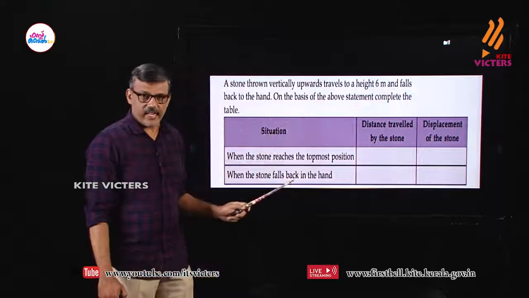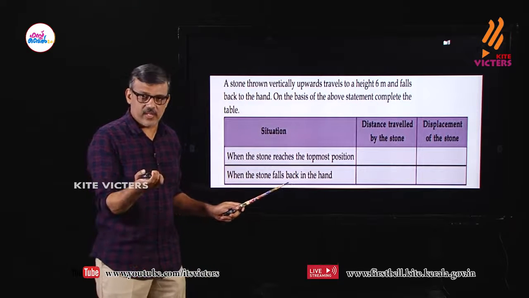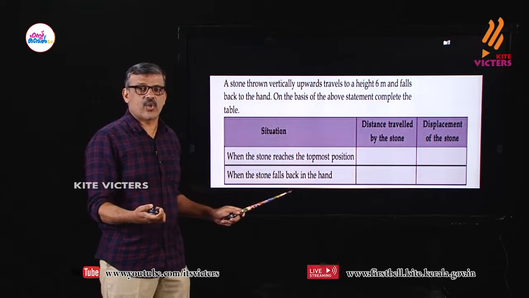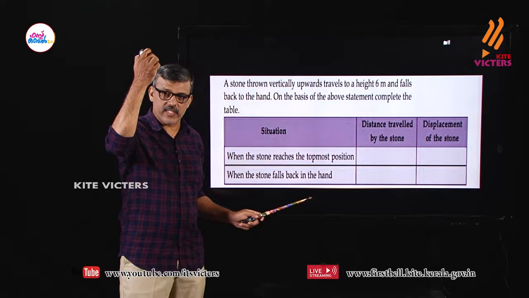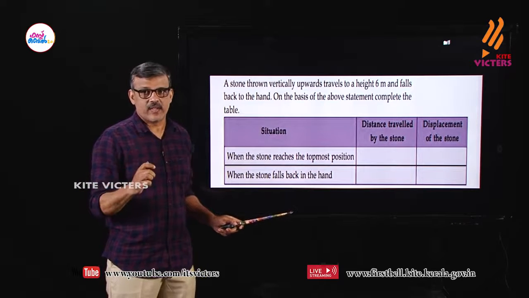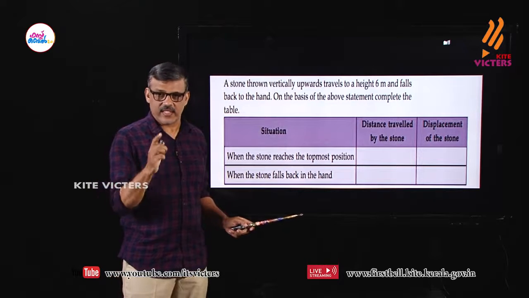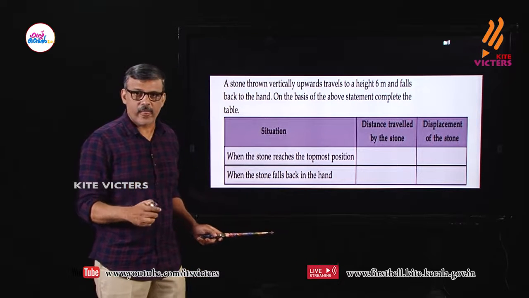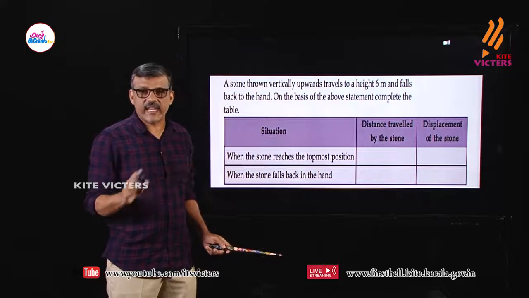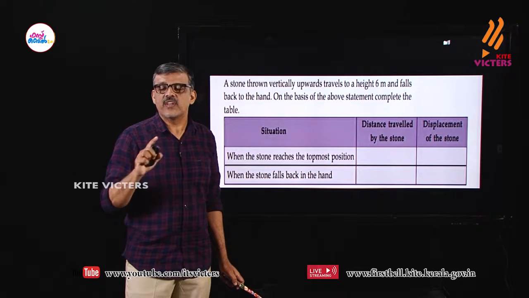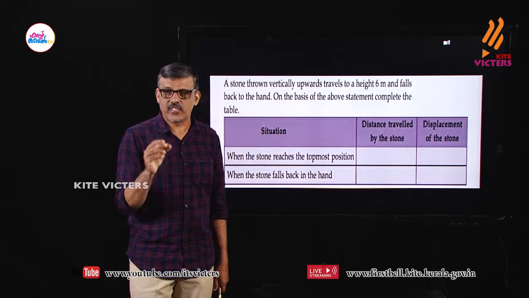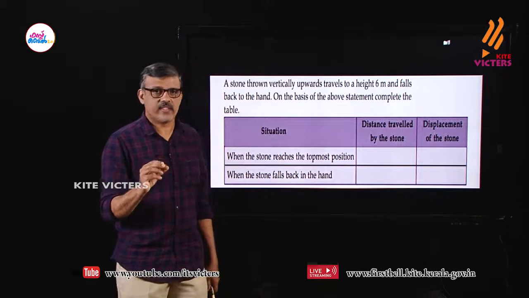But finally, considering from the first position to the last position, what is the total distance covered? It is upward 6 meter, downward 6 meter. So, the total distance is 12 meter. But what about the displacement? Yes, displacement is 0. Why are we saying that? It is because the displacement is the straight line distance between initial position and final position. Here initial position and final position are the same. So, displacement is 0. Okay.